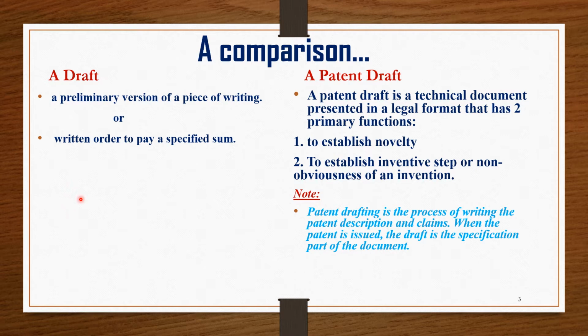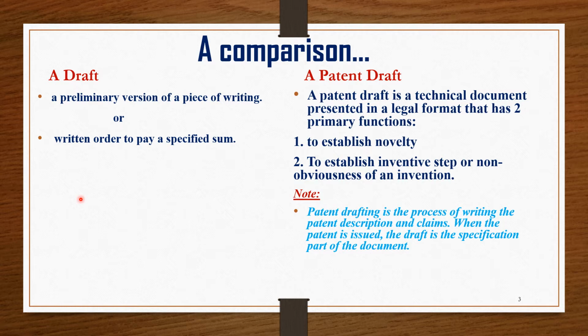Now we will go towards what is a patent draft, because this is the demand of our legal world or the world of patents. Let us see. A patent draft is a technical document presented in a legal format that has two primary functions. Number one is to establish novelty, and point number two is to establish inventive step or non-obviousness of an invention.